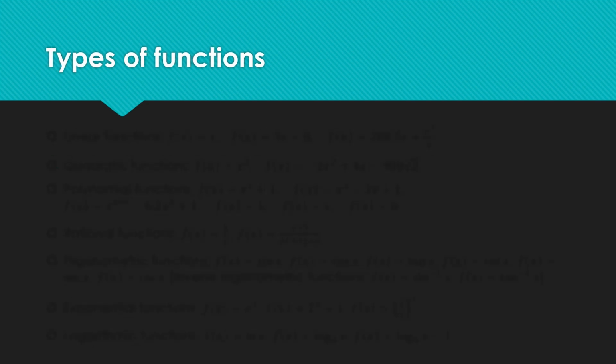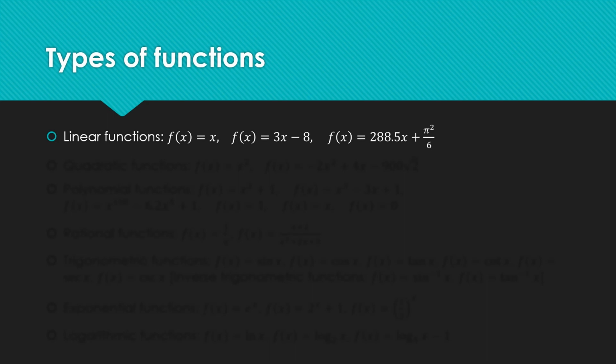Now, let's introduce some types of functions. First, we have linear functions: f of x equals x, or 3x minus 8, or 288.5x plus pi squared over 6. The thing about linear functions is, when their graph is drawn, it is a straight line. Then we have quadratic functions: x squared and minus 2x squared plus 4x minus 900 root 2. Quadratic functions are defined by their highest power of x being x squared.